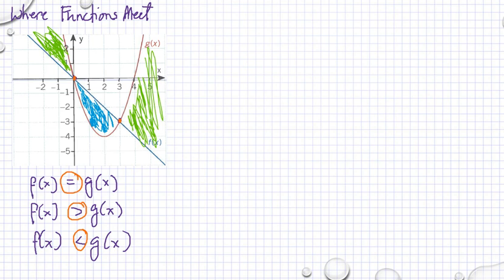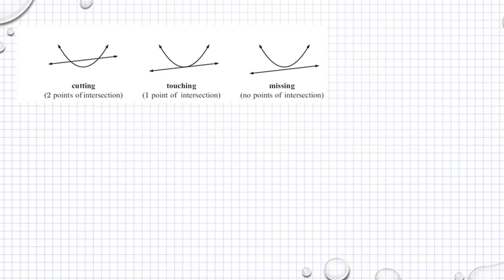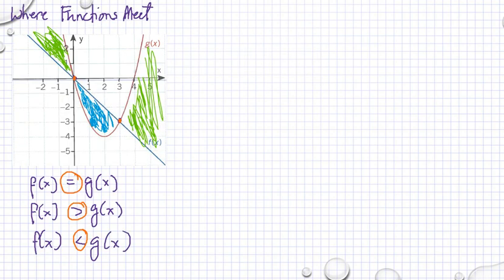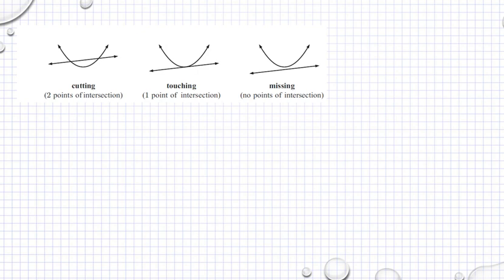When we're talking about where the linear equation and the quadratic function meet, then we're talking about 3 different possibilities: cutting at 2 points of intersection, as we have here in our first figure. It can be just a tangent, one point of intersection, and then missing.